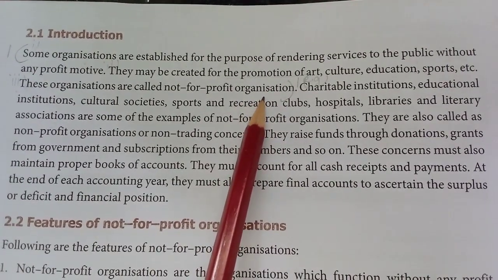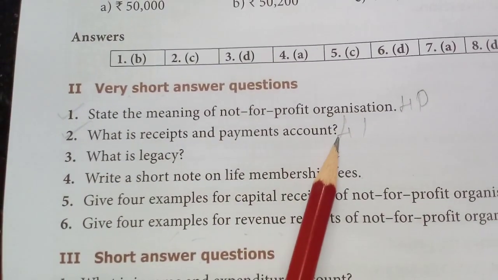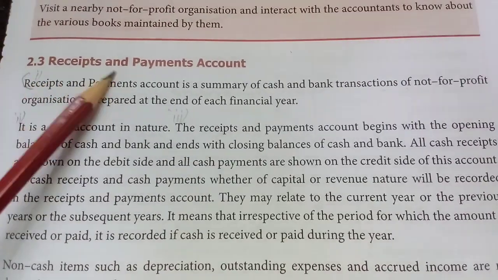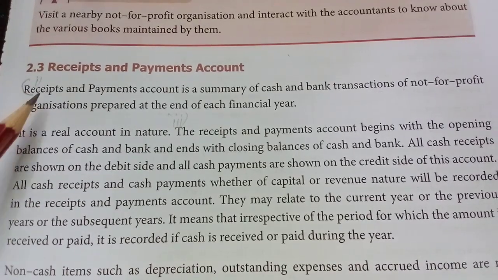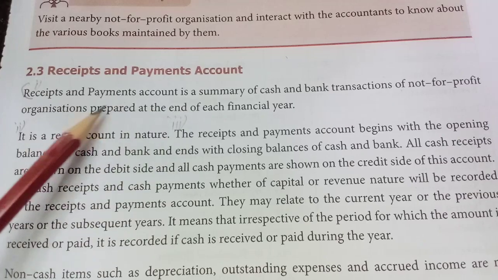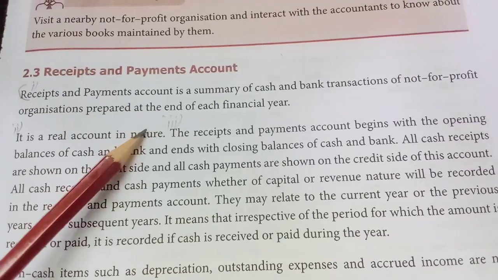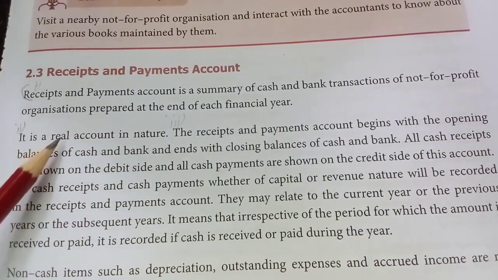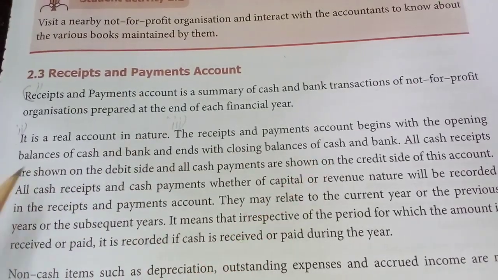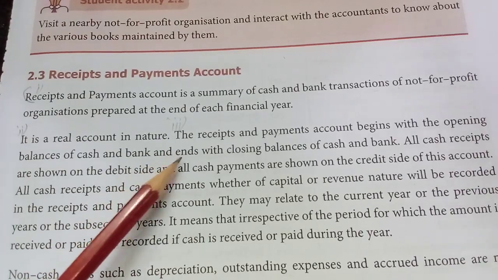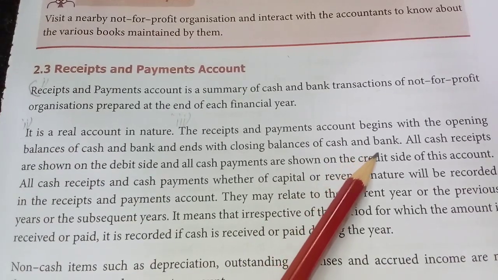Now the second question. What is receipts and payments account? Page number 41. Under receipts and payments account, you mark the first paragraph as the first point. Receipts and payments account is a summary of cash and bank transactions of not-for-profit organizations prepared at the end of each financial year. Second point, it is a real account in nature. Third point, the receipts and payments account begins with the opening balances of cash and bank and ends with the closing balances of cash and bank. 3 points will do.